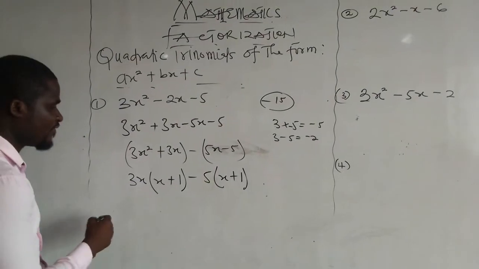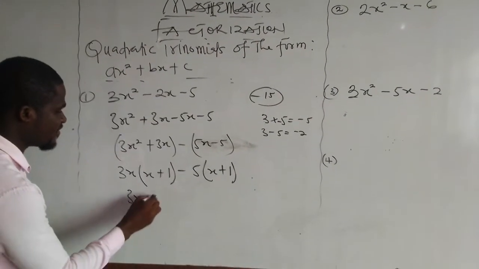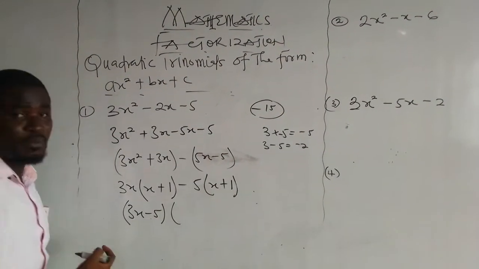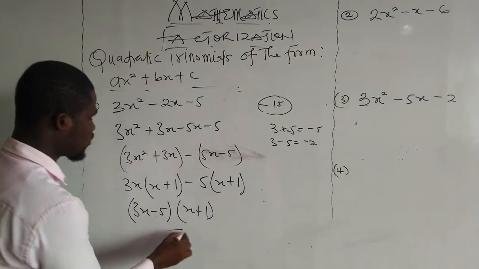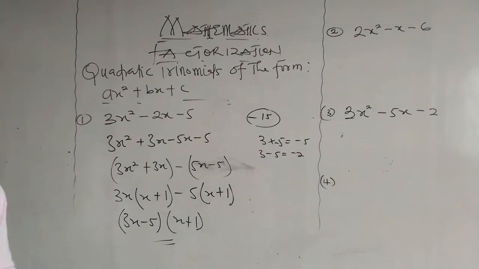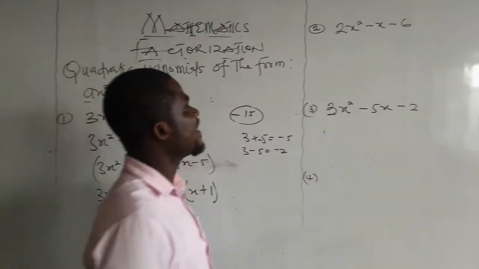So we are going to have 3x minus 5. Now, this and this, choose one because they are the same. So x plus 1. So this is your final answer for the first example. And you are getting the steps. That's good. Now, let's try the second example.